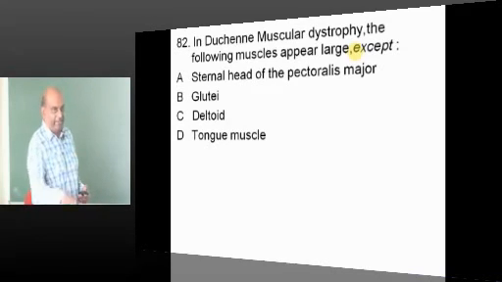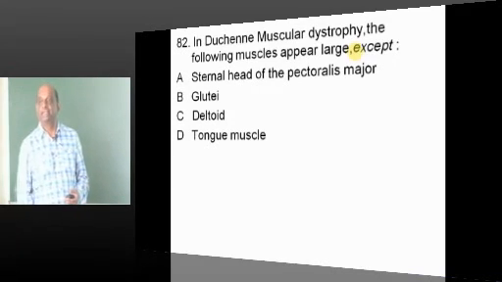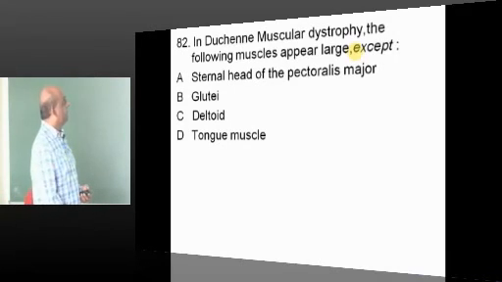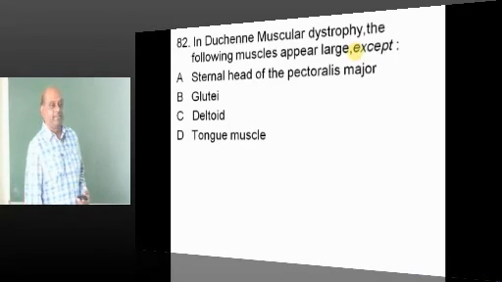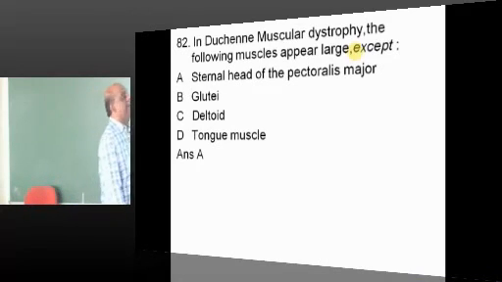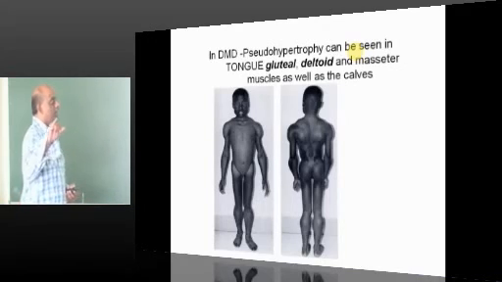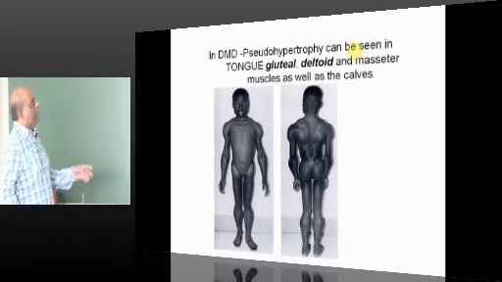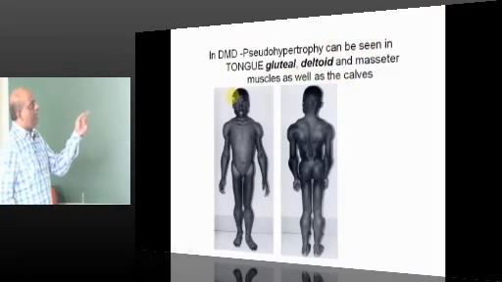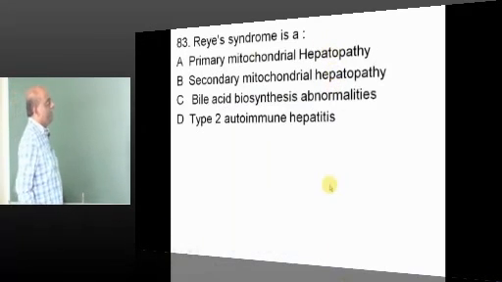A. Sternal head of the pectoralis major. Any other answer? Yes, doctor. Glutei. Someone say deltoid, quickly. Excellent. Sternal head of the pectoralis major is the exception, because Duchenne's muscular dystrophy can involve gluteals, deltoid, masseter, as well as the calves. All of them can be involved.